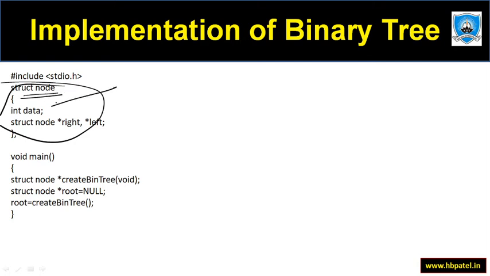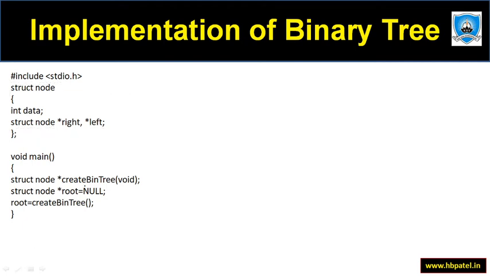So we declare a structure with 3 members. The first member is data, the second member is the left pointer, and the third member is the right pointer, and both the pointers are pointing to a similar kind of structure. So struct node.